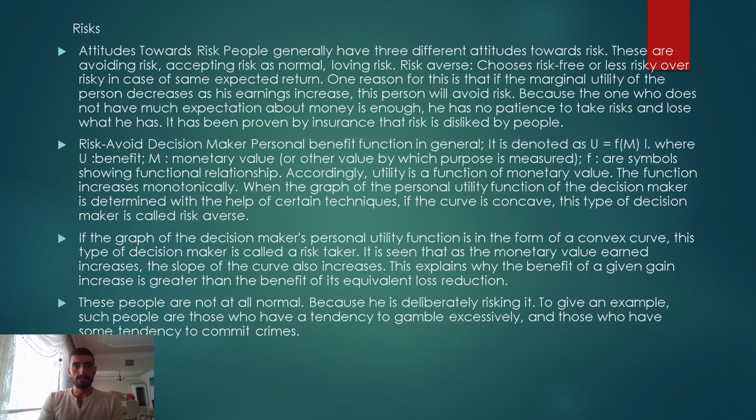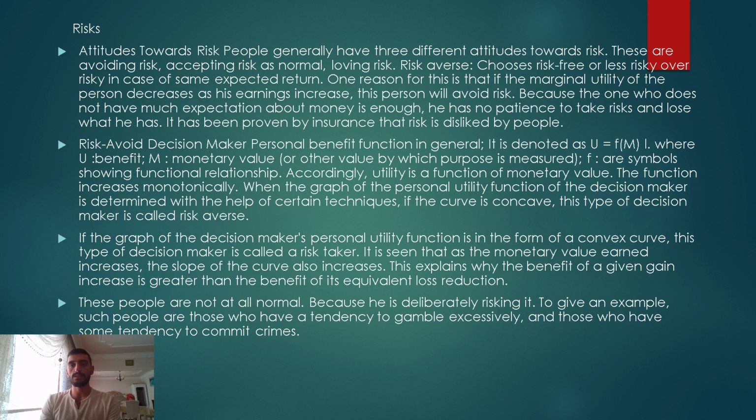And now risks. Attitude towards risk. People generally have three different attitudes toward risk. These are avoiding risk, accepting risk as normal, and loving risk. Risk averse: chooses risk-free or less risky options over risk in case of the same expected return.